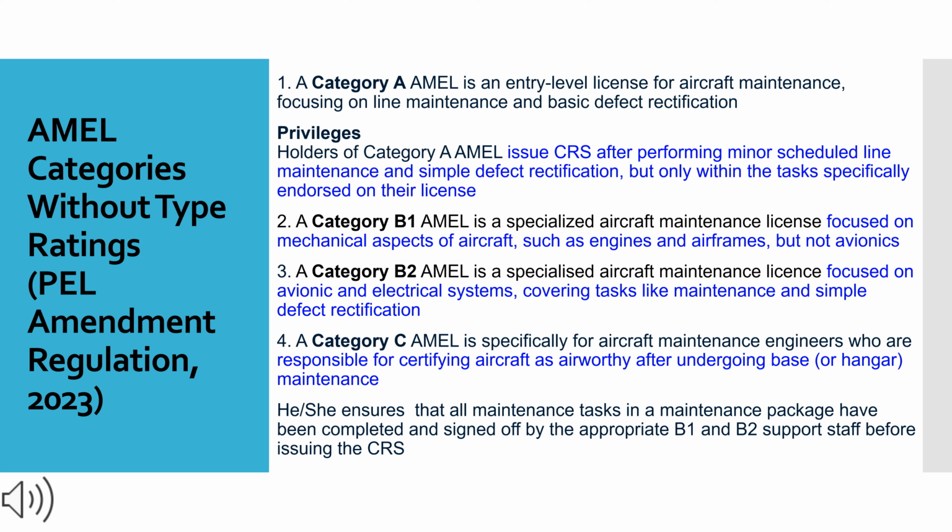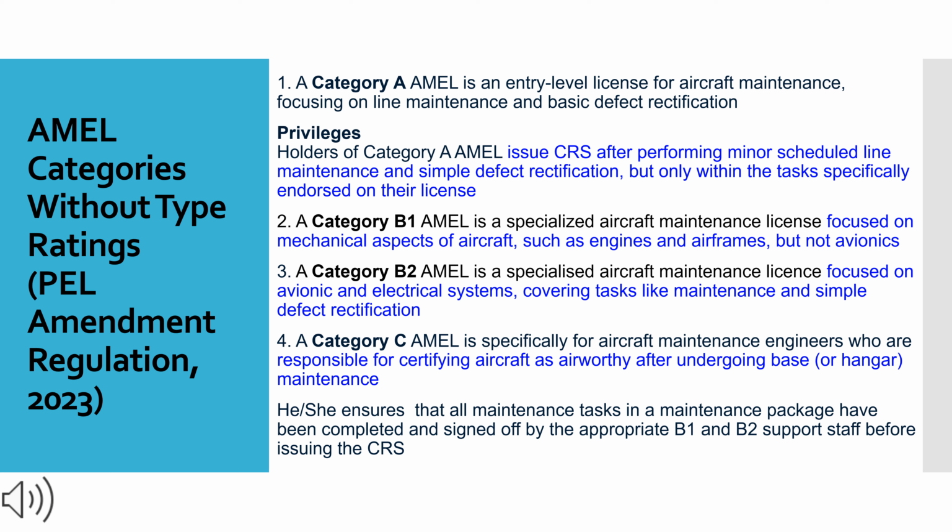A Category A aircraft maintenance engineer license is an entry-level license for aircraft maintenance engineers, which focuses on line maintenance and basic defect rectification. The holder of a Category A aircraft maintenance engineer license can issue a certificate of release to service after performing minor scheduled line maintenance and simple defect rectification, but only within the tasks specifically endorsed on their licenses.